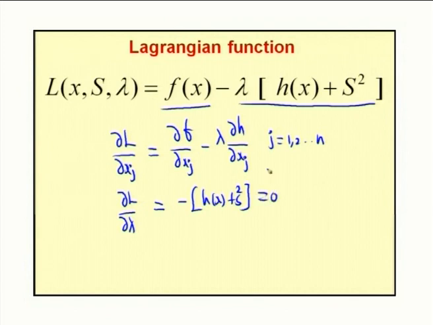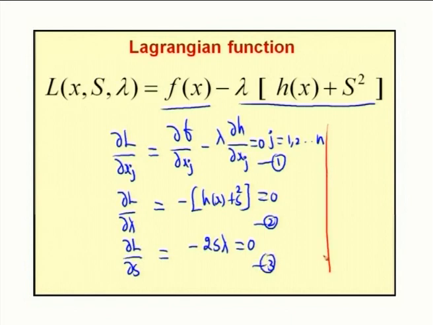We take it as the condition ∂L/∂x_j equal to 0 and ∂L/∂lambda equal to 0, we will get this equation, and the final one is ∂L/∂s, which is the partial derivative of this function with respect to s, we have minus 2 s lambda equal to 0. We consider this as equation 1, this as 2 and this as 3. So, the partial derivative of this function with respect to x, lambda and s leads to these 3 equations. Now, these 3 equations give the necessary condition for solving a nonlinear programming problem.